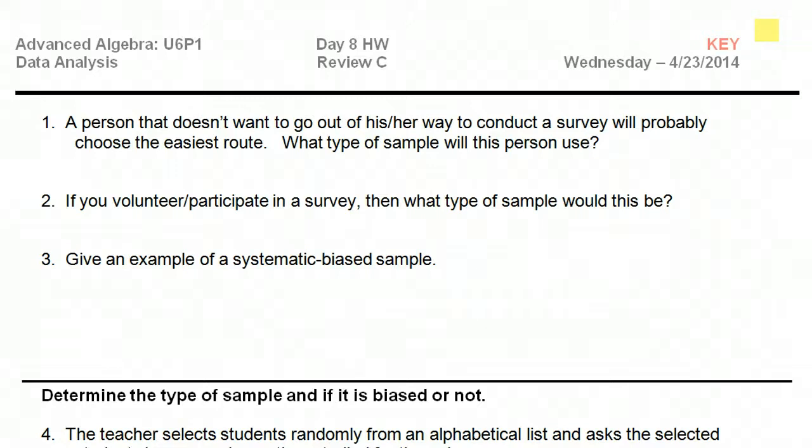All right, this lesson is our first review covering a wide variety of topics from this data analysis unit. We have a test coming up, so this is a review, our first review.